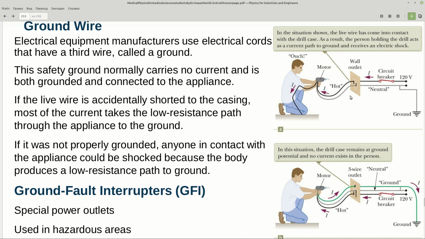In the second part, in this situation, the drill case remains at ground potential and no current exists in the person. The lowest resistance path is your ground wire. It is the lowest resistance. That's why the current is not going through the person.